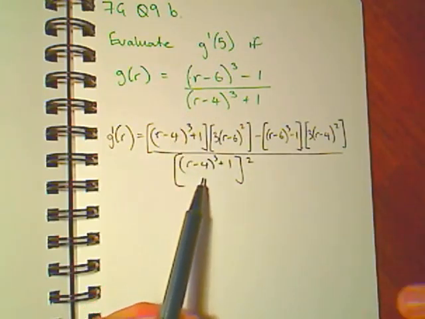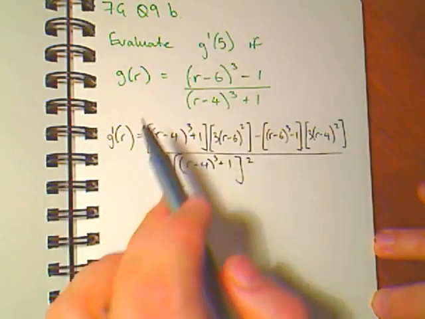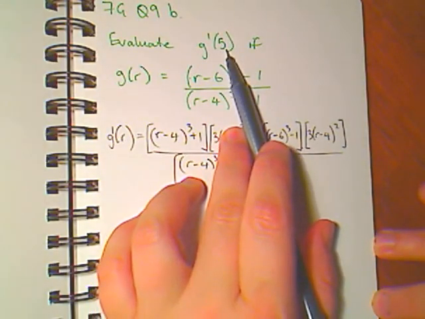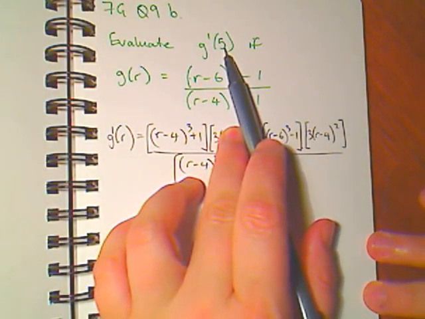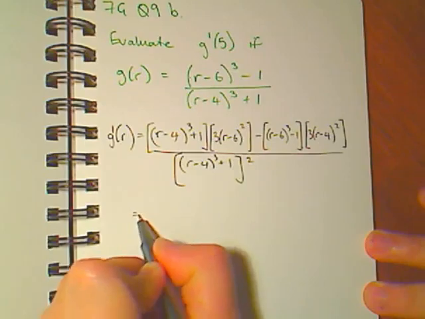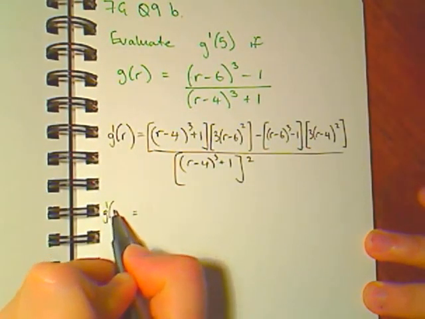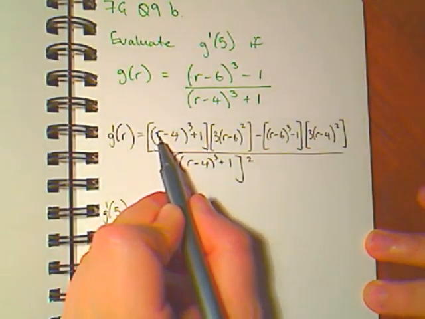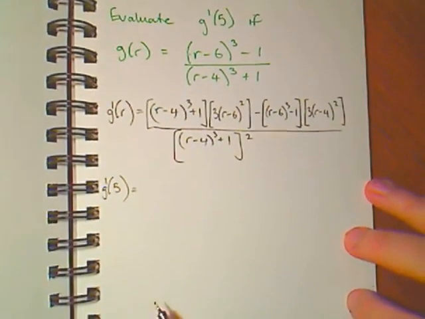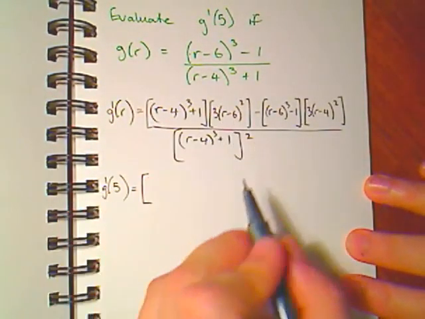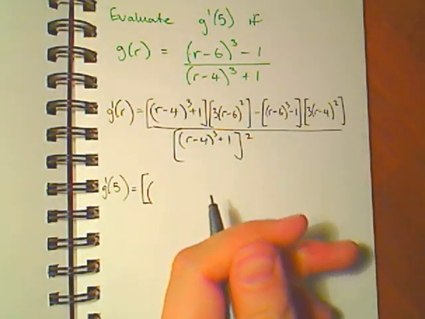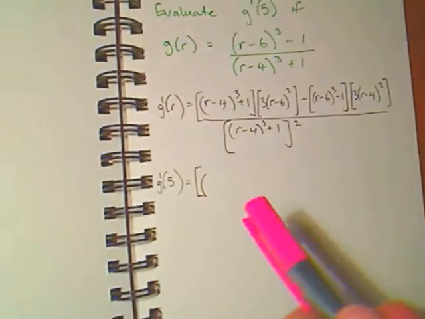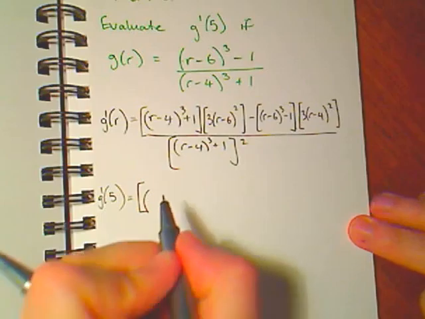So after getting to this point where I've got my derivative, whilst messy, it's actually not going to be too hard to work out at this point if we go slowly. So let's just put it in. G dash of 5. So wherever we see the r, we're going to put a 5. I'll use two colours so you can see where the 5s are.